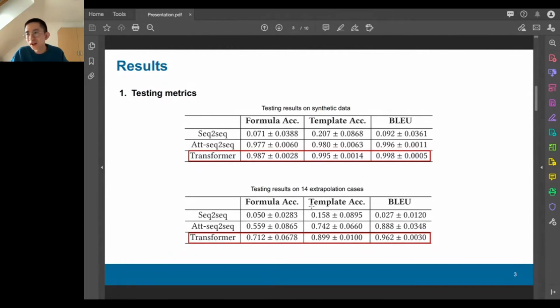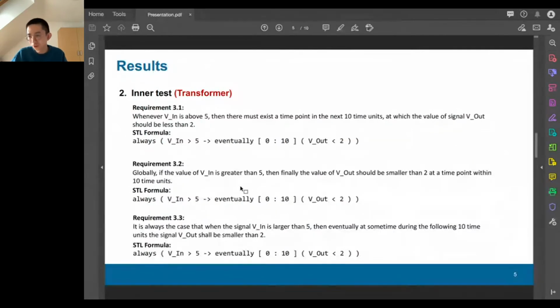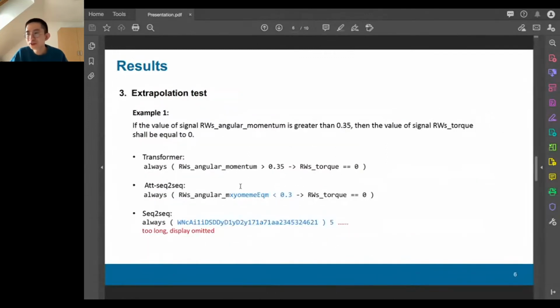So this slide shows the testing results of transformer. As we can see, when the input language is very similar to the sentences in our dataset, the translation quality is very high, and the translator can even process synonymous requirements. However, when the style of the input language is different from our dataset, as can be seen in our extrapolation test, all models will probably make mistakes.